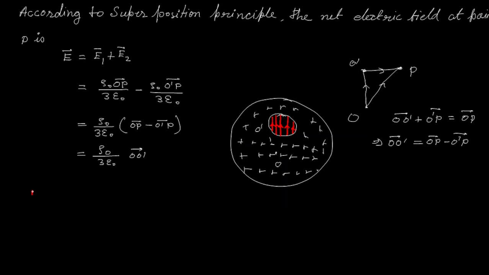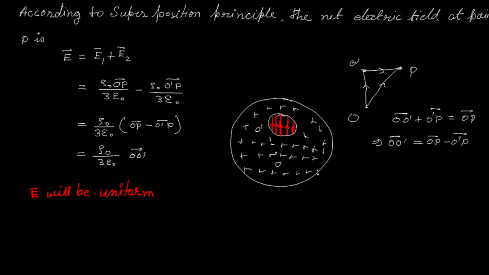So what can we write about the electric field inside the cavity? It will be a uniform electric field. Inside the cavity, the electric field E will be uniform. Only inside the cavity, not outside. The magnitude and direction at every point in the cavity will be fixed.